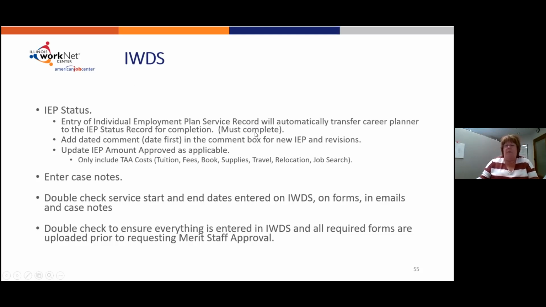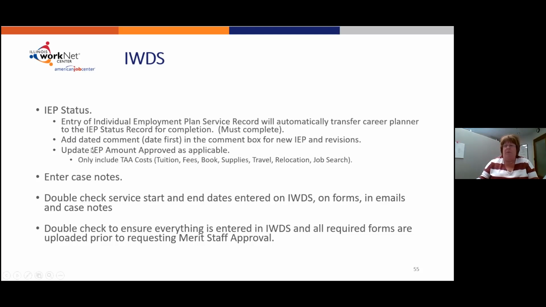That must be completed. We've had situations where people have not completed that IEP status record. They just close it out and not complete it. Well, then there's not a complete record in the system. And we have to have that status record because that's what drives a lot of the stuff for that participant. That's where you're going to put your modification information. You're going to put the initial information, and you're going to get the initial approval of that status record to help serve that participant.